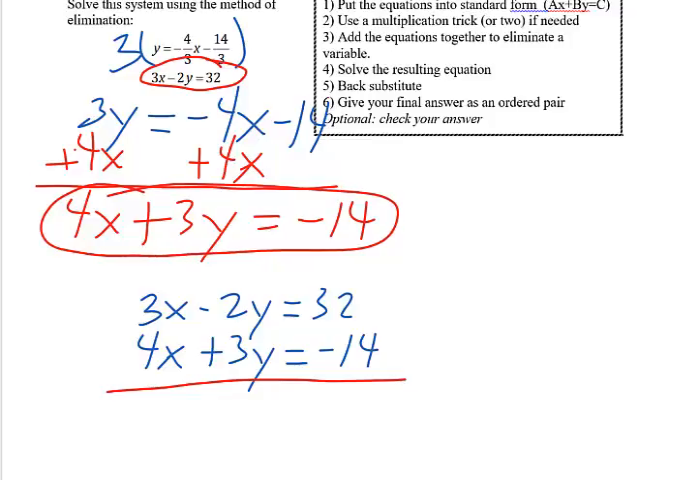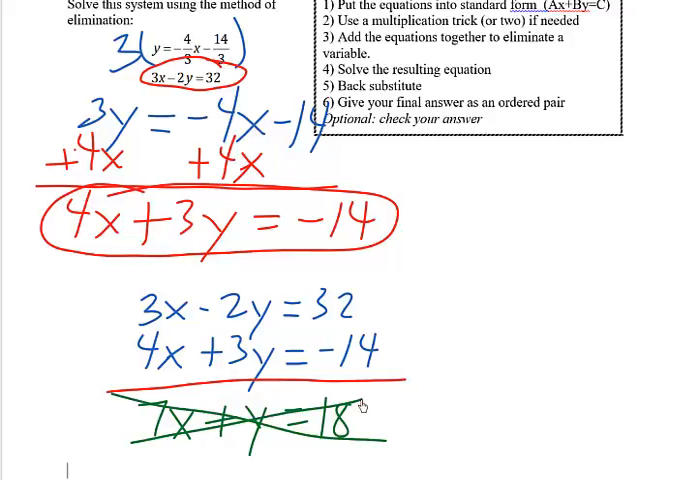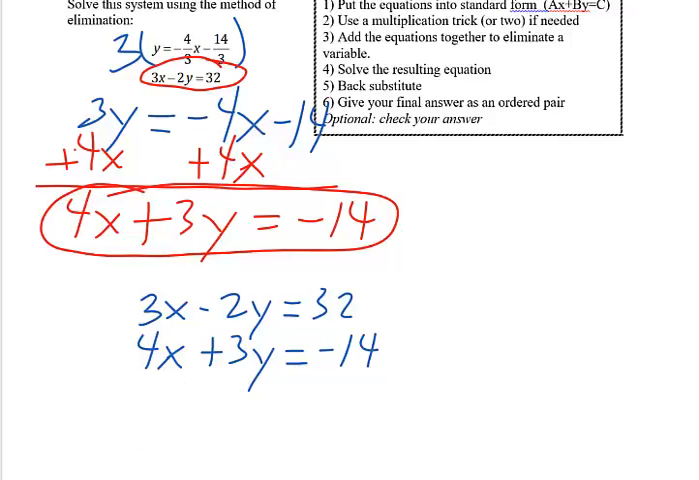But as it says there in step 3, that's only going to be helpful if I can eliminate one of the variables. Now don't write this next part down. If I was to add these equations together right now, I would have 7x, I would have plus 1y, and I would have 18. That is not helpful at all. The only reason to add the two equations together is so that one of the variables disappears.